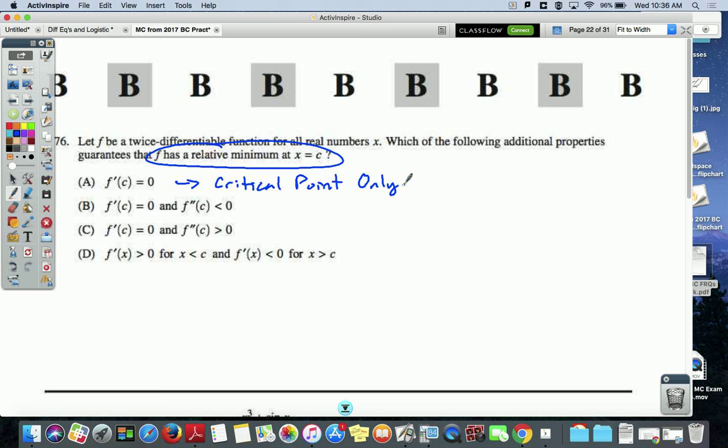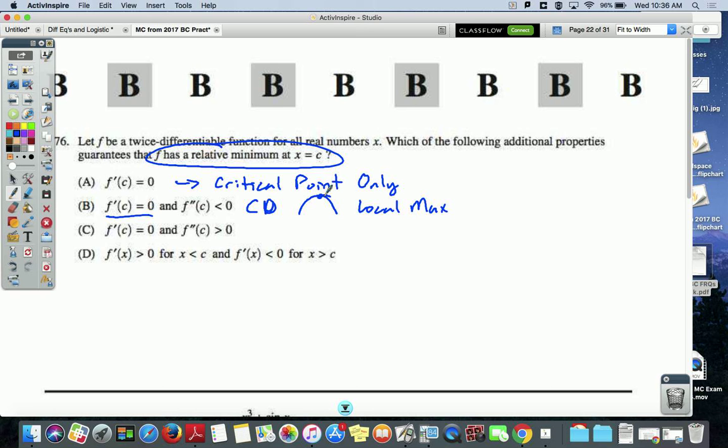In part B, we have that critical point piece, and it also says that the second derivative is less than 0. That's an indication that our function is concave down. So that means our graph is going to look like this. So a critical point and concave down, this is actually an indicator that we're going to have a local max.